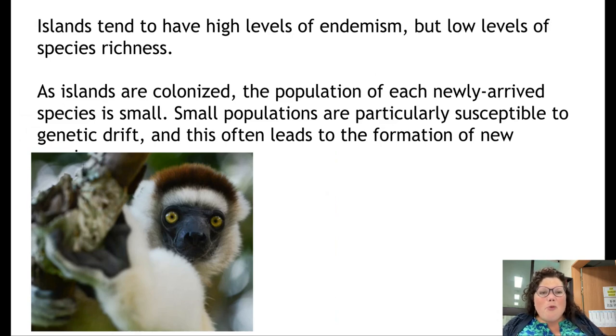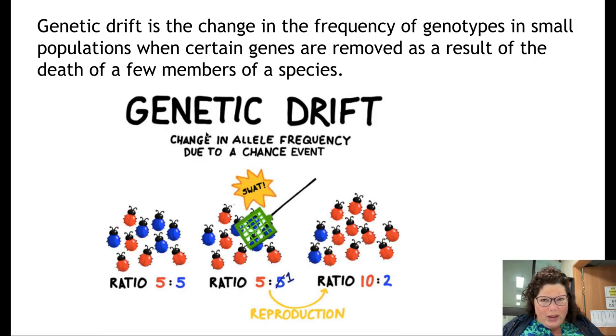Now, as we've talked about before, islands tend to have low levels of species richness, but they are going to have a lot of endemic species. Because when these islands are colonized, the population of this newly arrived species is so small. And when we have these small populations, they're very susceptible to genetic drift, which creates new species. Let's talk about those.